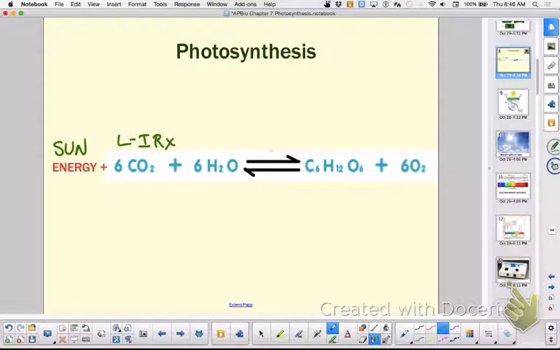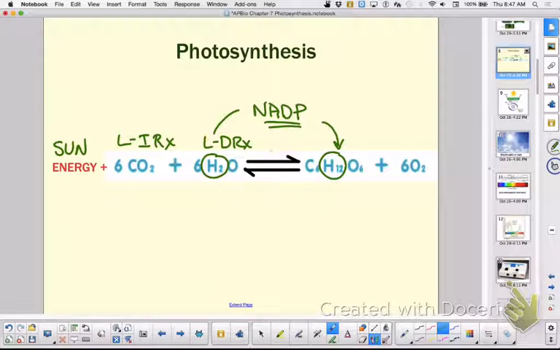And then the water is used in the light-dependent reaction because it's the source of electrons. So these electrons, these hydrogens right here, are going to end up right here. But the thing that's going to carry them is NADP, is what's going to take those electrons from water and hand them off to CO2 in order to form your glucose. Okay? And so you're going to need to energize them, and you're going to energize them with energy from the sun. Okay, the C6H12O6, that is going to be an end product of the light-independent reaction, and the O2 is going to be a product of the light-dependent reaction.